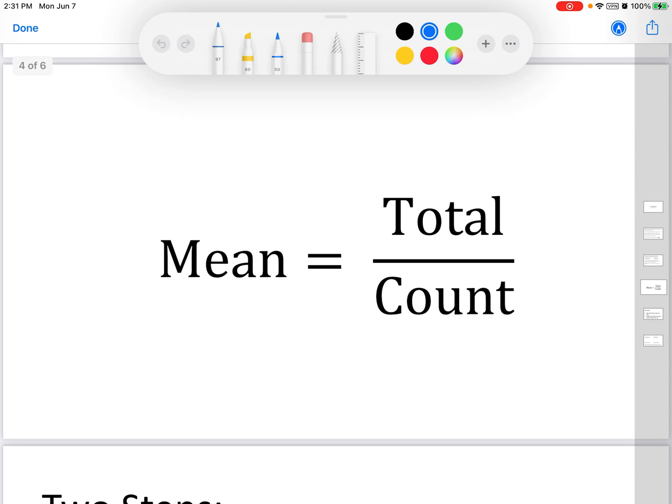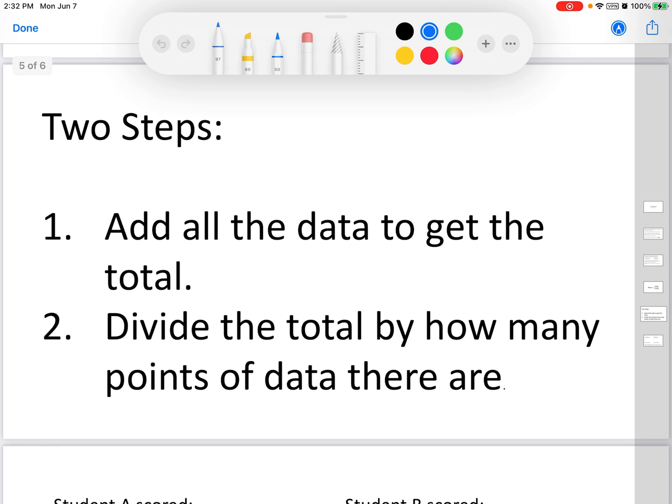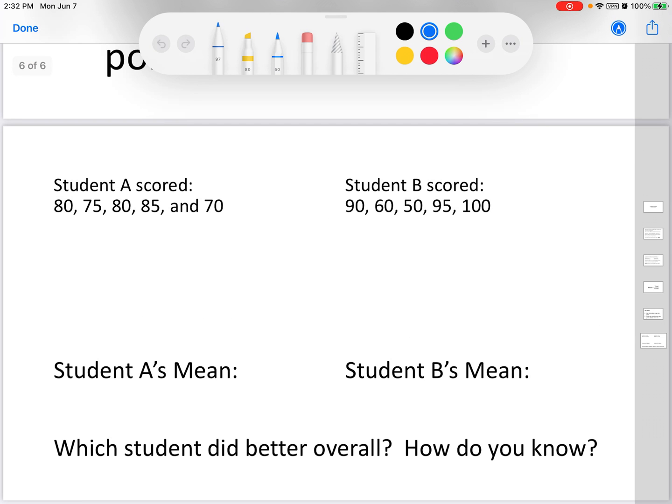So here's the definition of mean. Mean equals the total divided by the count. Simple enough. There are only 2 steps. You add all the data to get the total, and then divide the total by how many points of data there are. So here are the student A scores and student B scores. We're going to find the mean. So step 1, let's find the total.